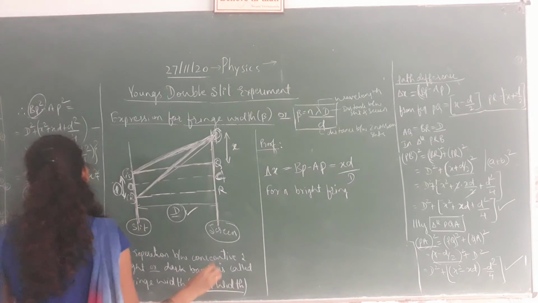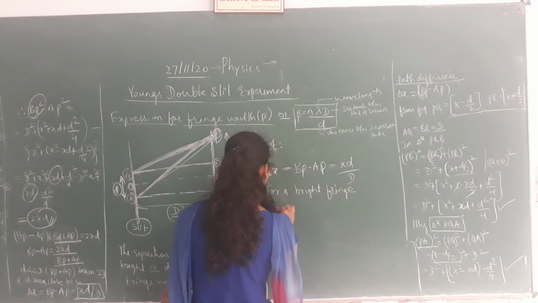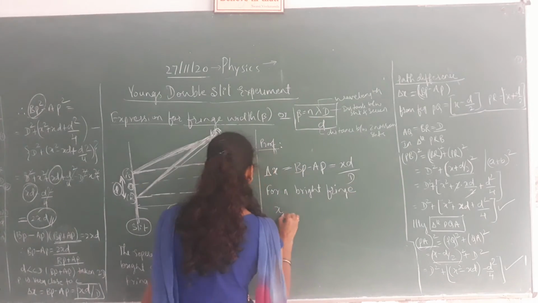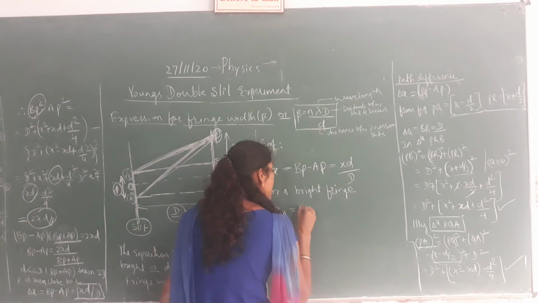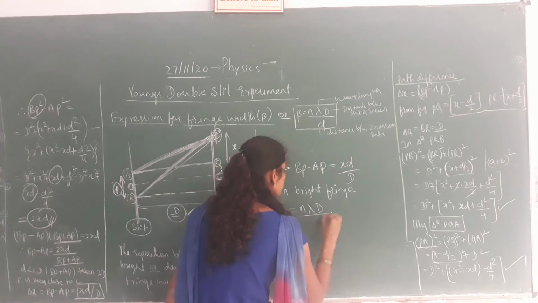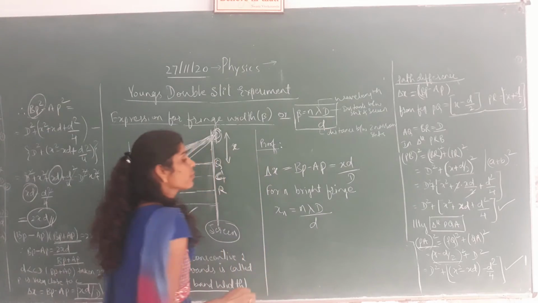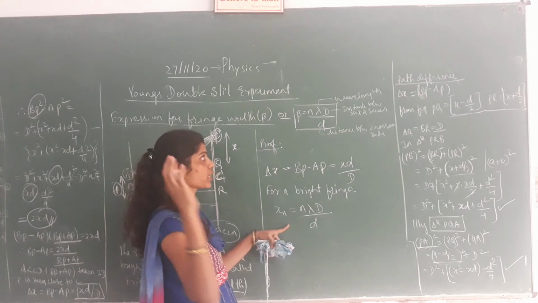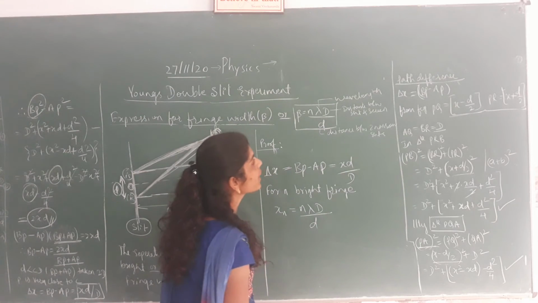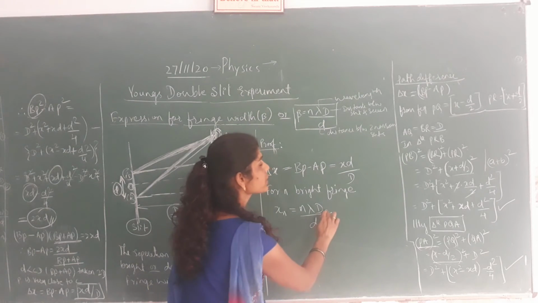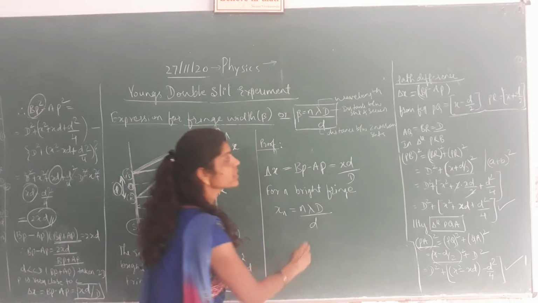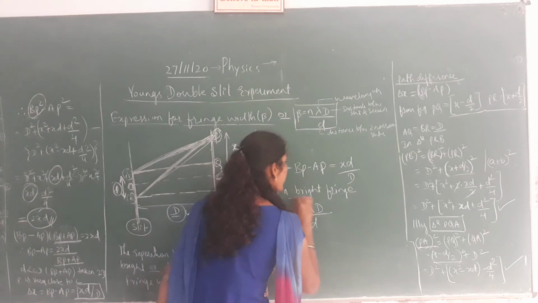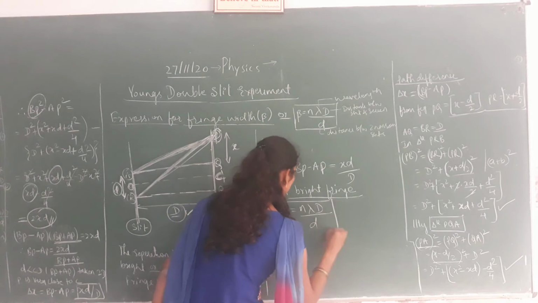For the nth bright fringe, the equation is written as path difference delta x. For the nth bright fringe we write xn is equal to n lambda D divided by small d, where n represents the order number 0, 1, 2, 3, lambda is the wavelength, capital D is the distance between slit and screen, and small d is the distance between the two narrow slits. So this is the equation for the nth bright fringe.